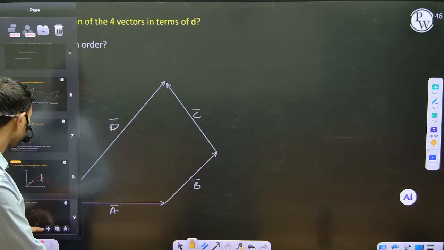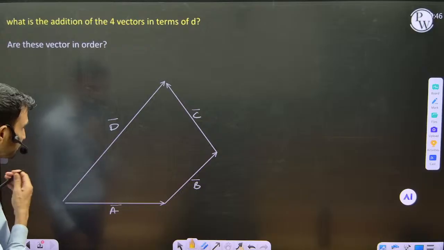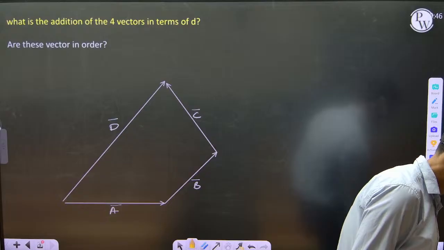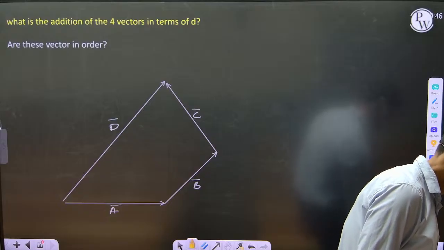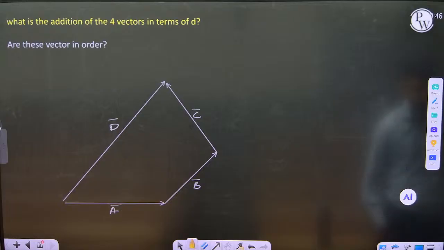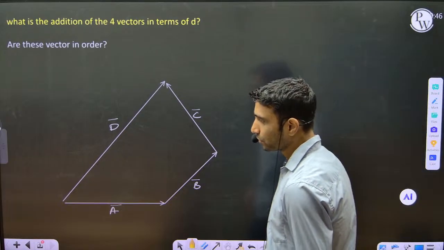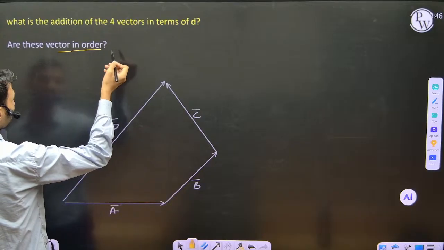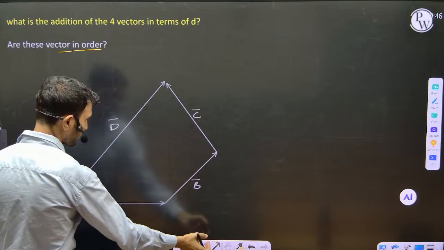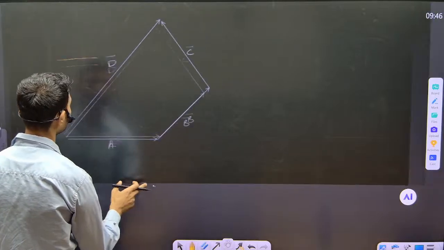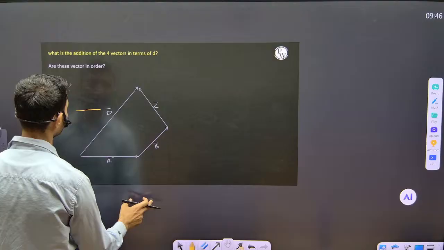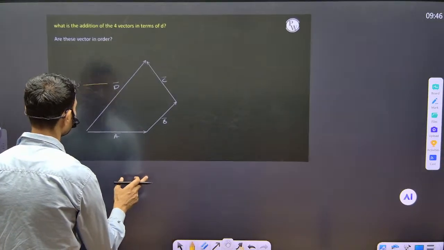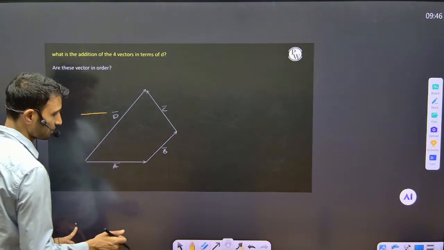So tell me, what about this vector? How do you add them? A, B, C, D. How do you add these vectors? Will the sum be 0? For that, are these vectors in order? Are they in order, guys? The most important question first is, are they in order at all? And for that, let's see if they're in order. How will you see that?